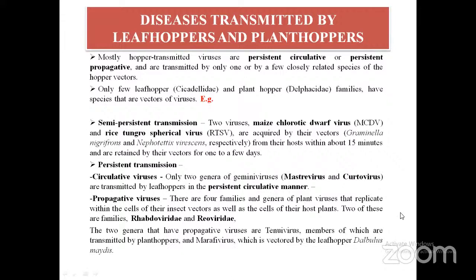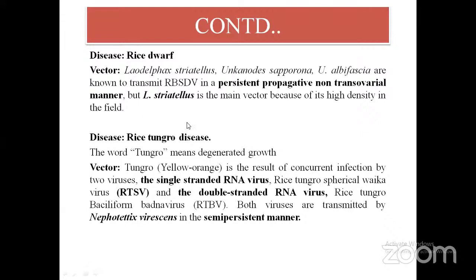In continuation, there are two major diseases. One is rice dwarf, and the second one is rice tungro virus. There's nothing much in it, but we can discuss the vectors, that is Laodelphax striatellus, and the second one will be Recilia dorsalis and Nephotettix species. These are the species known to transmit this particular disease in a persistent propagative and non-transovarial manner. So here it is important that it is non-transovarial, although it is persistent propagative.